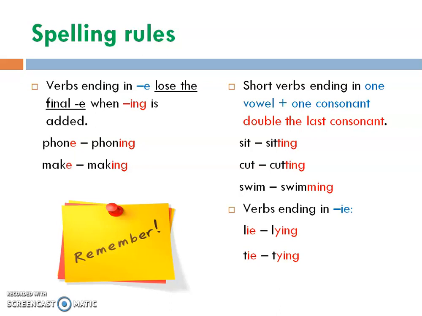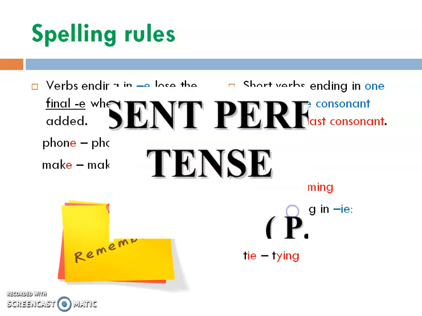Pay attention to the third rule: verbs ending in IE, like lie, they drop the IE and we add Y and then ing, like lie, lying.